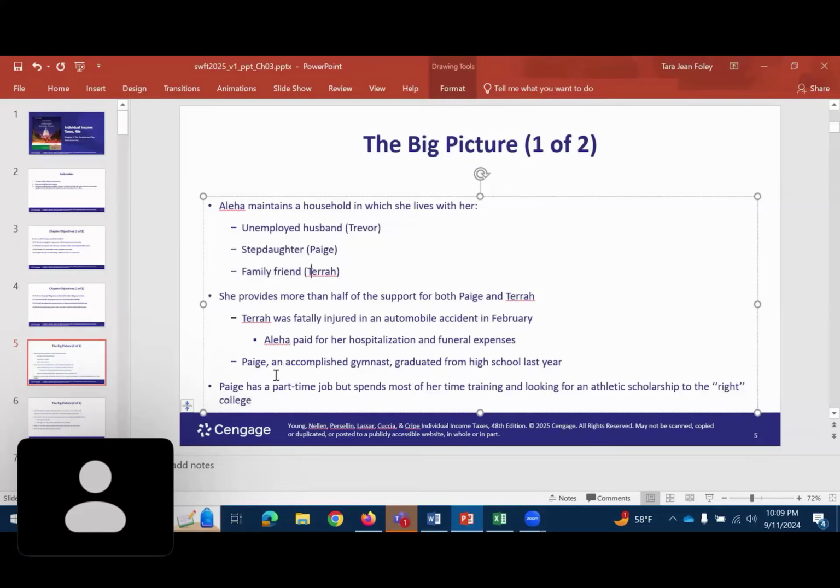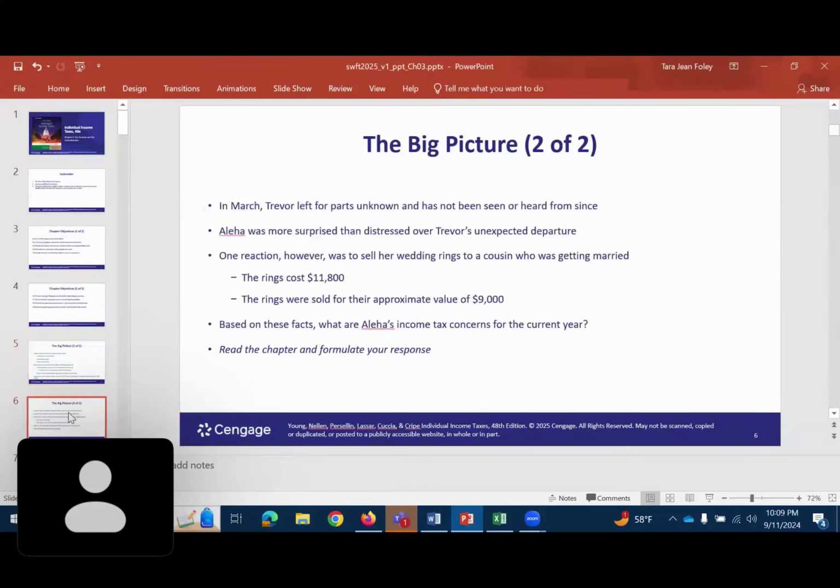so there's different things about the big picture that when we get to the sections, it'll show that it's important for you to know. So you've already read the book, so you should be reading the book before watching this video. So you should kind of have an understanding. In March, so January, February, March, 3 months out of the year, he was living there. Trevor left for parts unknown and has not been seen or heard from since.